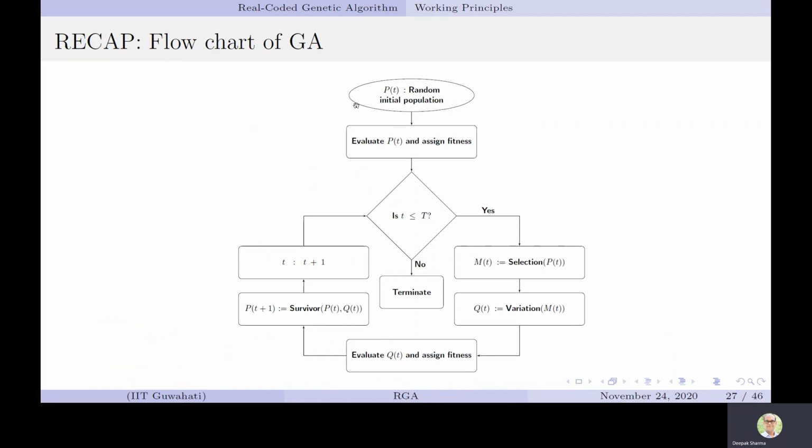So again, we have a recap of this. This is the flowchart of a real coded GA, and as per our understanding, we generated the initial population, meaning the solutions in real numbers, then evaluate and assign fitness. So we understood one fitness called the parameter-less approach. Thereafter, we have a termination condition. On the right hand side, yes, we perform binary tournament selection. And under variation, we have SBX crossover and polynomial mutation. Since we generated the new population Q, we assign the fitness. Then we have the survivor stage, which we discussed just now. And then we will be moving inside the loop until the termination condition gets satisfied.